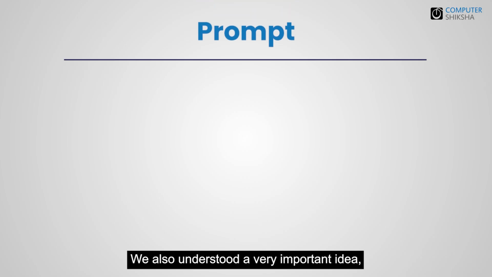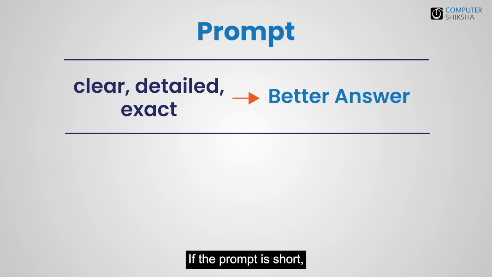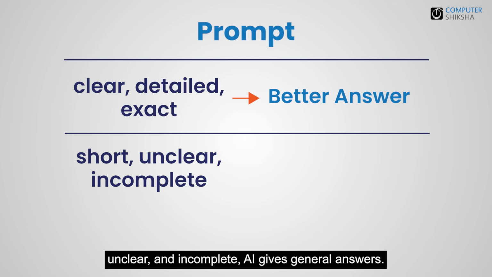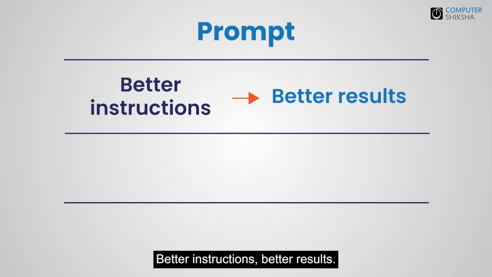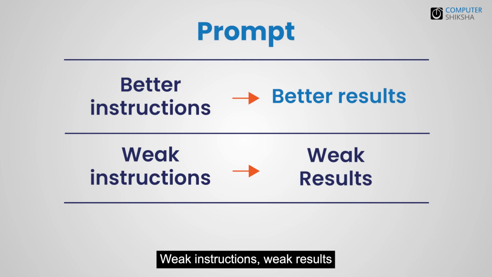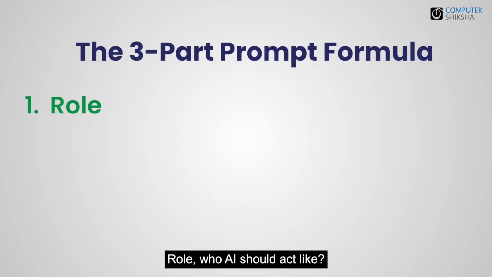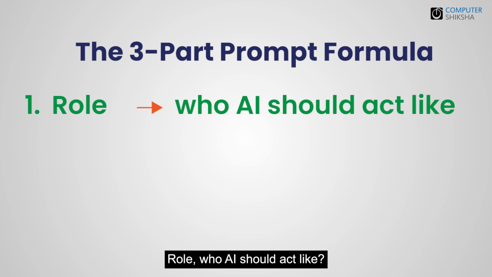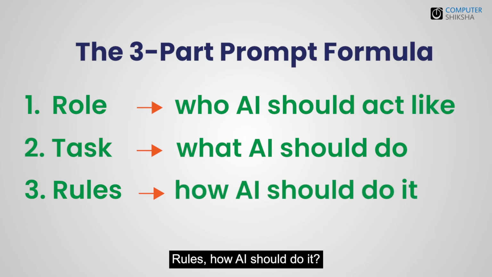We also understood a very important idea. If the prompt is clear, detailed, and exact, AI gives better answers. If the prompt is short, unclear, and incomplete, AI gives general answers. Better instructions, better results. Weak instructions, weak results. Then we learned a powerful method, the 3-part prompt formula. Role, who AI should act like. Task, what AI should do. Rules, how AI should do it.